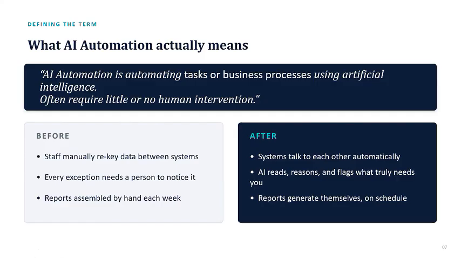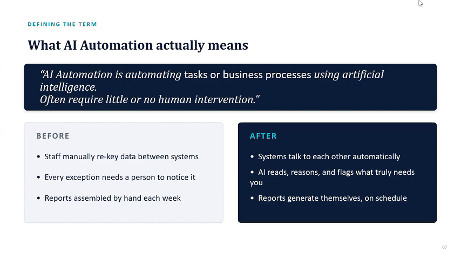Now, automation has always been there. When we build software, we build automation engines. But AI automation specifically is automating tasks and business processes using artificial intelligence. I'm going to speak at depth about that in a few minutes. AI automation often requires little or no human intervention.